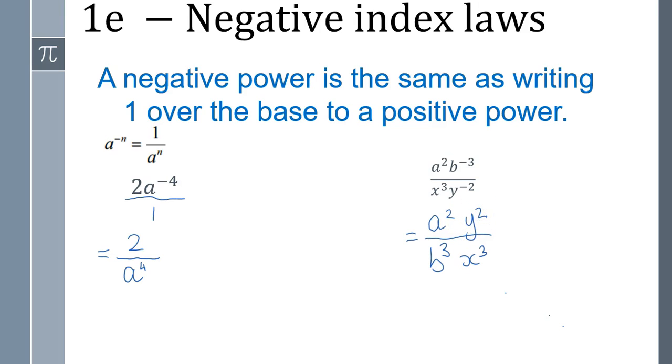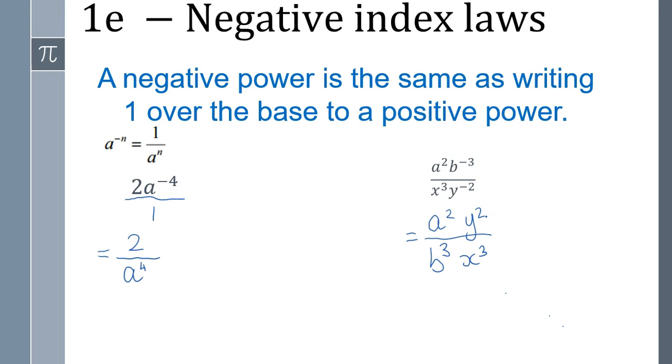Okay, so it's only the letter or the number that the negative is attached to, and most questions will require you to write your answer with positive indices. And if they don't specify, just to be really, really safe, sometimes it's better to write it in both. So your answer and then with positive indices. Because once you get the hang of it, it doesn't take long to do. So that is our fifth index law, the negative ones.